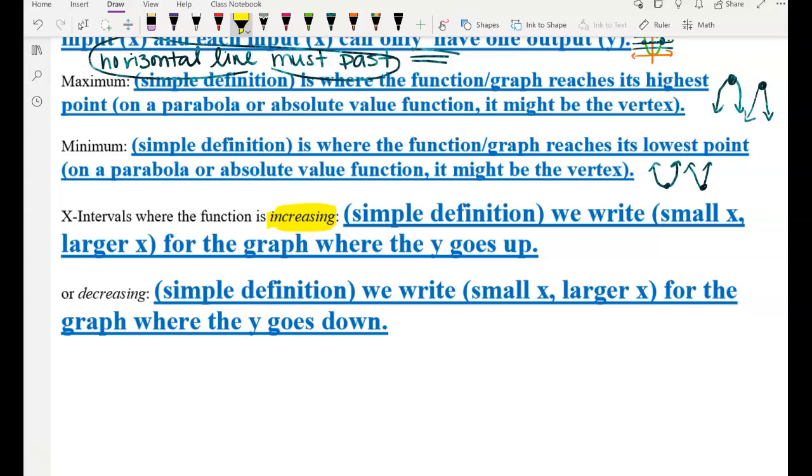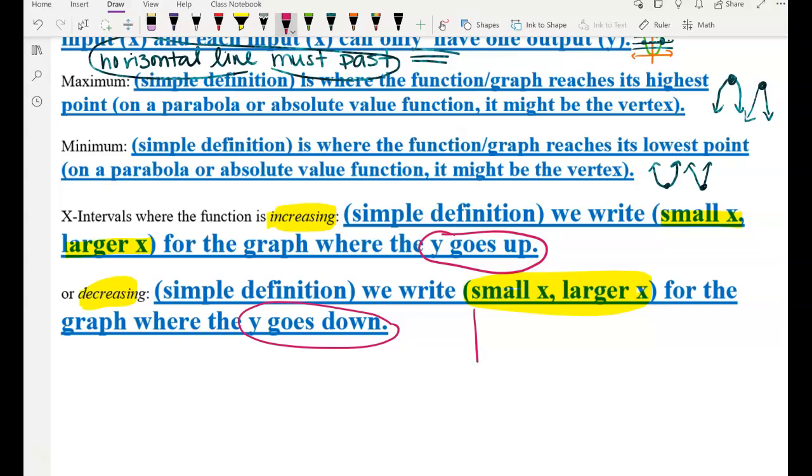In the simplest definition, we are always going to write the x intervals for increase and decrease both, from the smallest x, comma, larger x, okay? Now, how do we know it's increasing? Increasing is when y goes up, but we write the answer using x values. So I know this is always the most difficult definition of all. In decreasing, we still write it the same way, smallest x value, comma, larger x value. But we know it's decreasing where y goes downward.